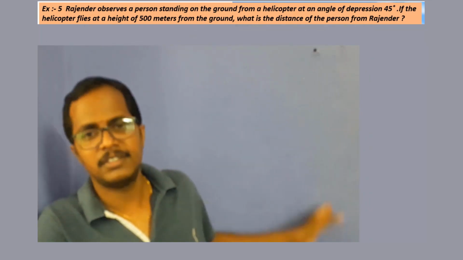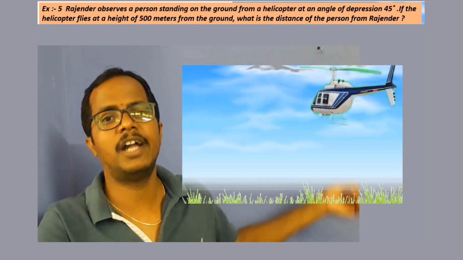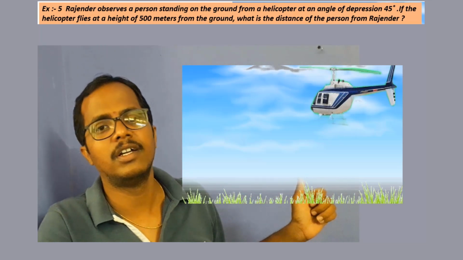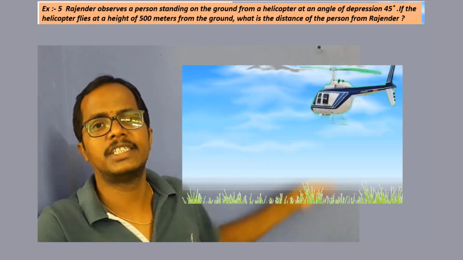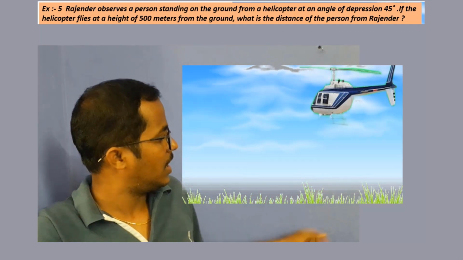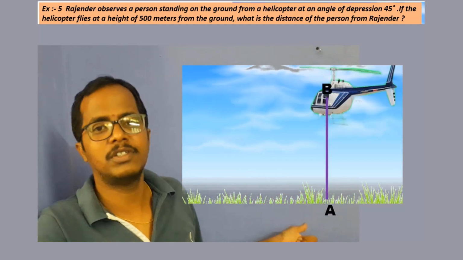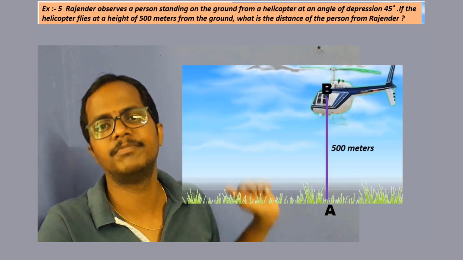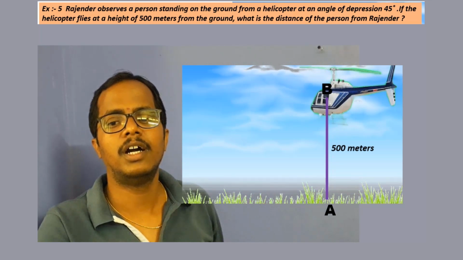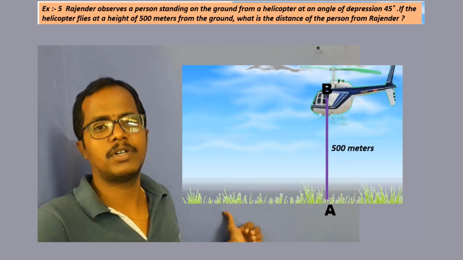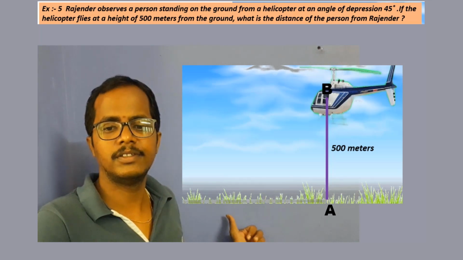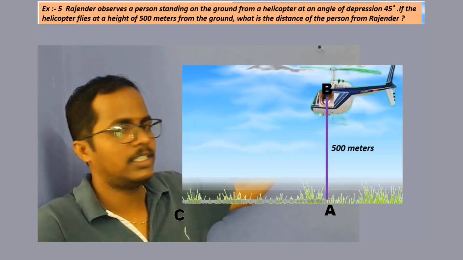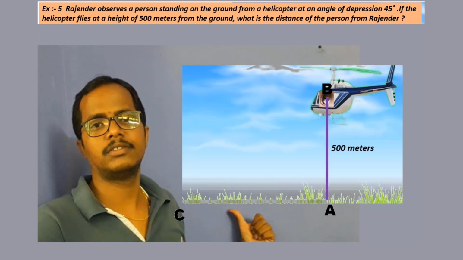So let us take a helicopter. Imagine a helicopter, and in the helicopter Rajendra is there, and the height of the helicopter from the ground is given as 500 meters. Let us take this height of the helicopter from the ground with a straight line AB, which is 500 meters. And on the ground, take the position of the person as C. And from the helicopter, Rajendra is observing the person.